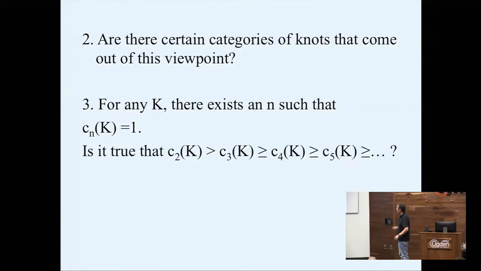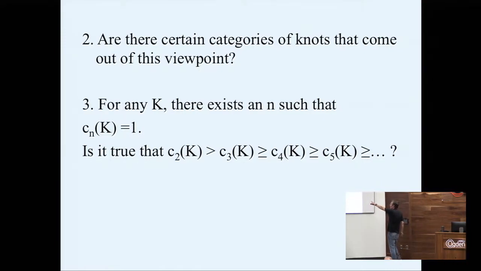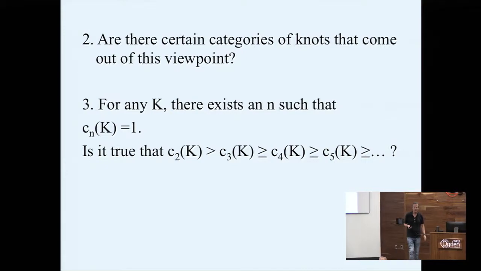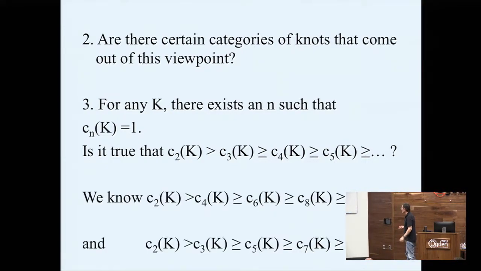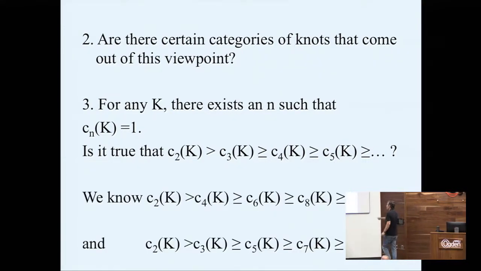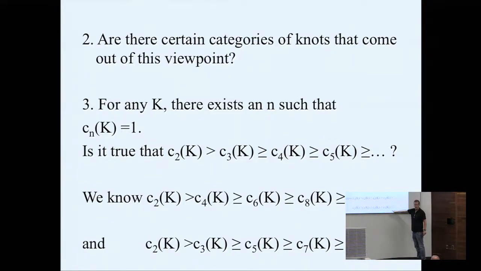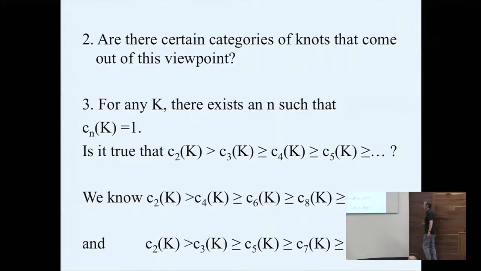But what you'd like to know is, is it true that the crossing numbers are always non-increasing? Do they always go down, C3 greater than or equal to C4 greater than or equal to C5? We don't know that. We do know the following two facts. We know that the even ones are non-increasing, and we know that the odd ones are non-increasing. But it is conceivable that you could have a multi-crossing number for some number that's 7, and then the next one could be 8. We do not have a proof that they can't go back up again, and so that's still open. So that's an interesting question.